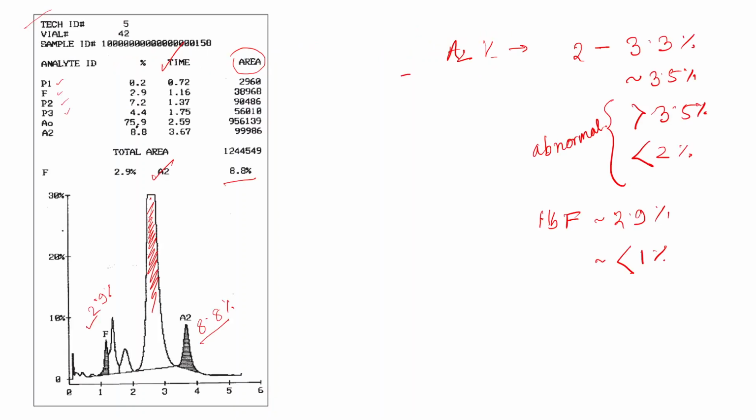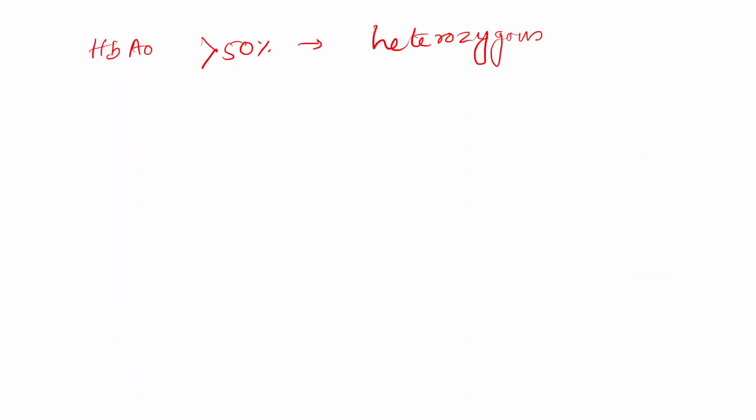In the previous curve, it is 75.9. So, this is not any homozygous abnormality, this is a heterozygous. Now, what are the abnormalities? After HbA, you have to see the HbA2 peak.